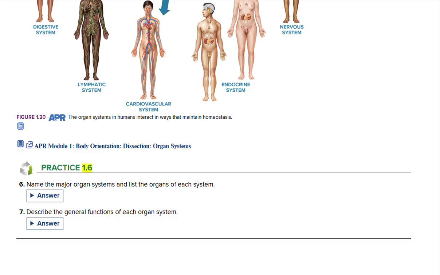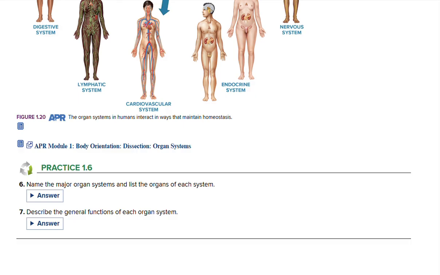Practice 1.6. Name the major organ systems and list the organs of each system. Answer. Start revealed content. Integumentary system, skin, hair, nails, sweat, and sebaceous glands. Skeletal system, bones, ligaments, cartilages. Muscular system, muscles. Nervous system, brain, spinal cord, nerves, and sense organs.